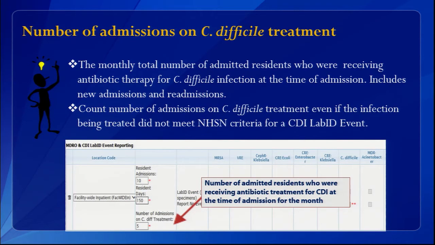And then also just want to provide you with some clarification around the number of admissions on C. difficile treatment. That's the monthly total of admitted residents who were receiving antibiotic therapy for C. difficile infection at the time of admission. Again, it includes new admissions and readmissions. And you want to count the number of residents on C. difficile treatment even if that resident does not meet the NHSN criteria for a lab ID event.